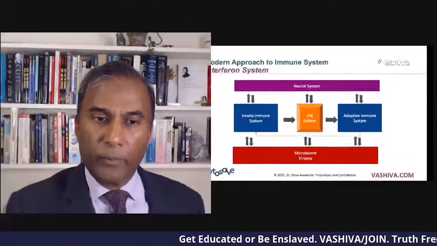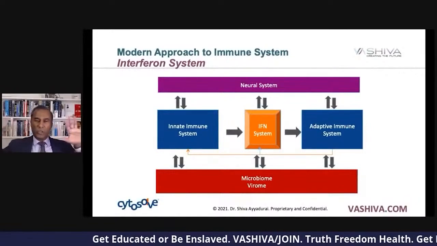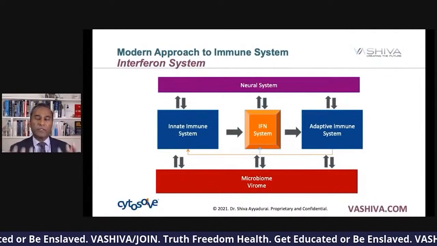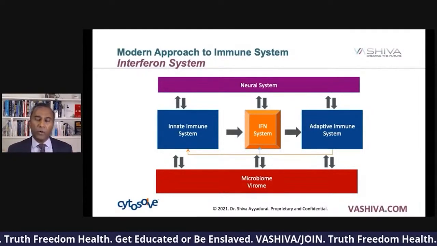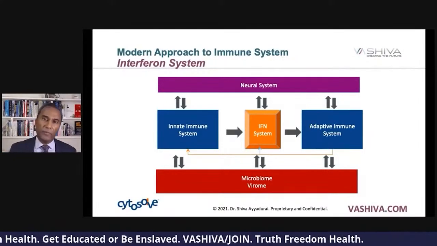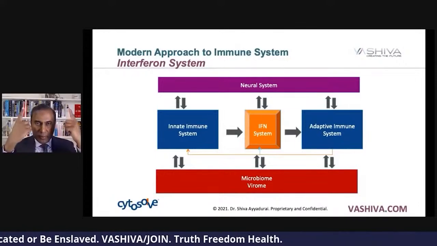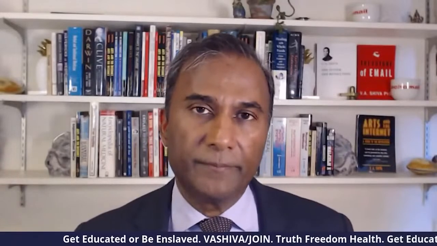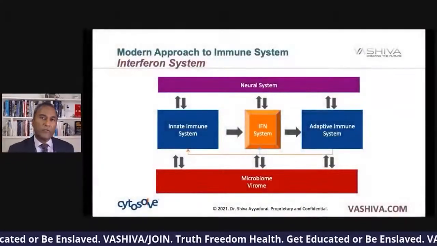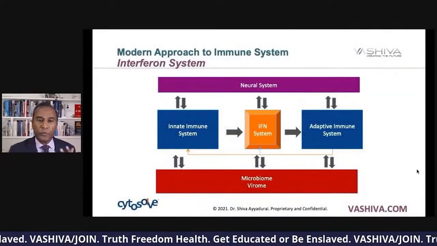When you look at this diagram, what do you see? The immune system is not just those two little boxes. It involves the interferon system, which interconnects the innate and the adaptive. It involves all your gut bacteria, the microbiome, the virome, which interconnects through the gut-brain axis to your neural system. This is why you got to be careful. What occurs in your gut, the microbiome, affects your brain. So you put trash into your gut, you're going to get neuroinflammation. So the entire immune system is far more complex. It's more of a beautiful orchestra.